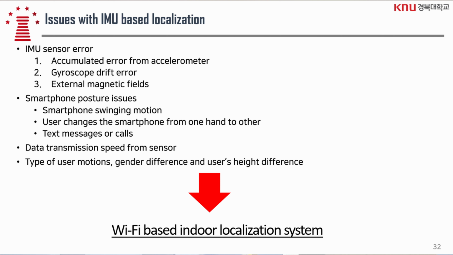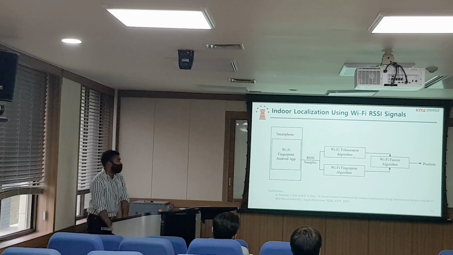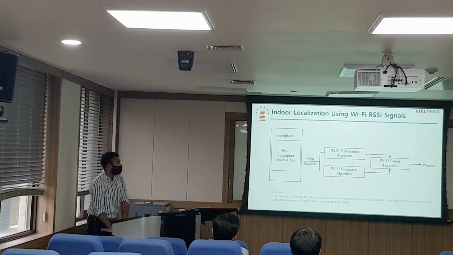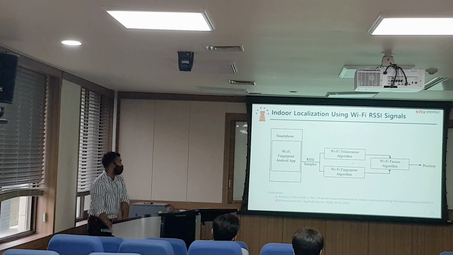So we next check the possibility of Wi-Fi RSSI signals for our indoor localization. These days, access points are very common everywhere indoors. So we proposed a fusion algorithm using RSSI. The conventional algorithms are the Wi-Fi trilateration algorithm and the fingerprint algorithm. We use an idea to combine both position results. The main problem of the trilateration algorithm is that it uses the free space path loss model. So when the channel condition changes, the result degrades our performance.